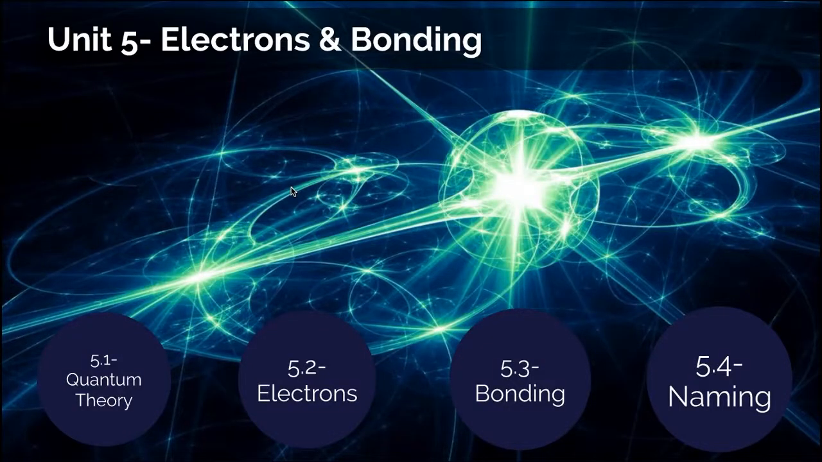All right, so let's go ahead and start our unit 5. We're going to be talking about bonding, but before that, we need to be talking about electrons. We need to be able to describe them. We need to understand what they're doing in an atom before we can get into the bonding that we get in chemical bonds. So let's go ahead and start with quantum theory.